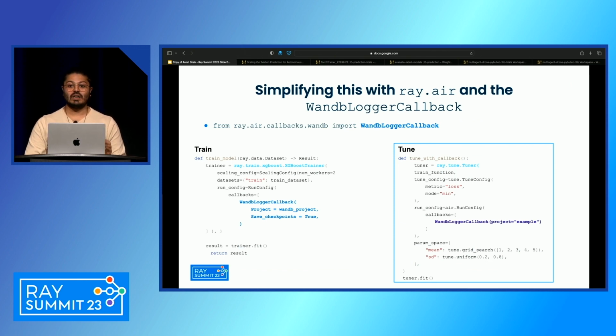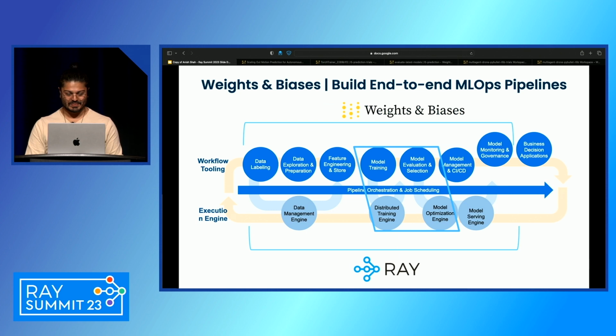This is all easily done with a single line of code by simply adding the WandbLoggerCallback to either your Ray Train or your Ray Tune experiment, and with a simple flag such as save checkpoints equals true, all of your model checkpoints and all of your model metrics during training will become centralized in one repository, which I'll show you soon.